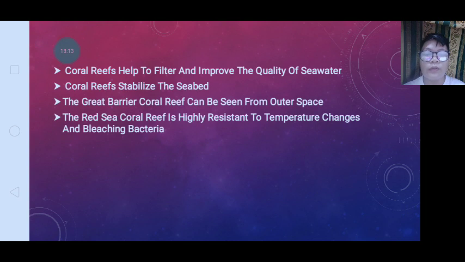Today, the coral reef is only half what it used to be in the 1980s. This has been attributed to widespread bleaching brought about by pollution. Nevertheless, there are extensive efforts by the government of Australia and international non-governmental organizations to save the reef. The Red Sea coral reef is highly resistant to temperature changes and bleaching bacteria. The Red Sea, located south of the Suez Canal and between countries such as Egypt, Saudi Arabia, and Eritrea, is famous for its coral reefs with a distinctive reddish hue.